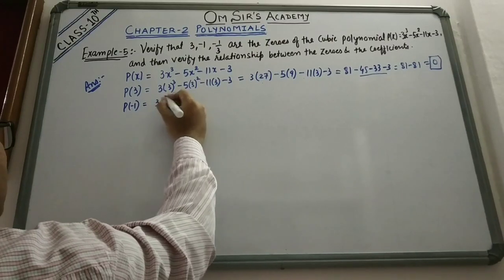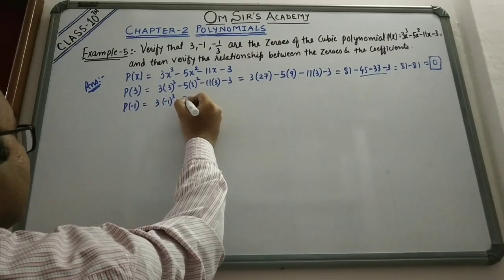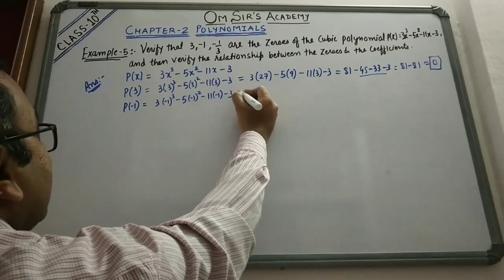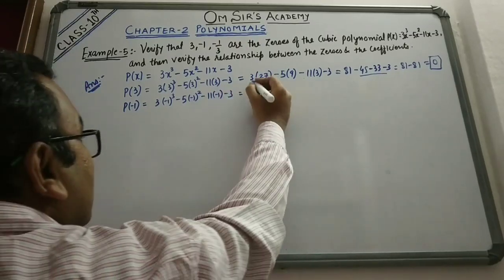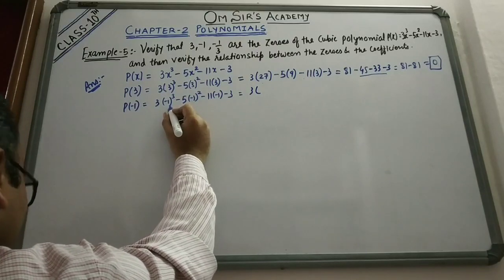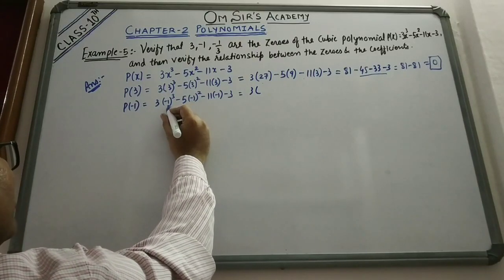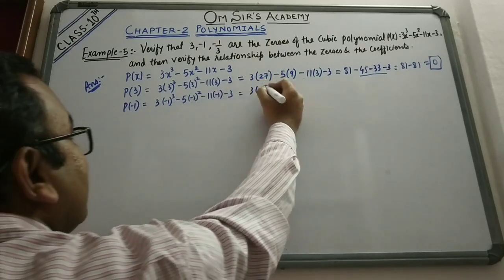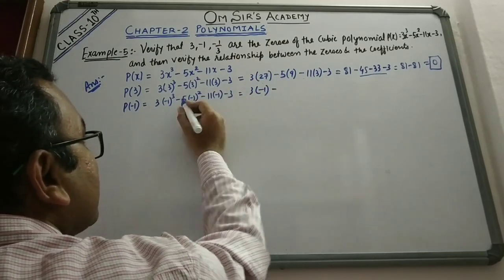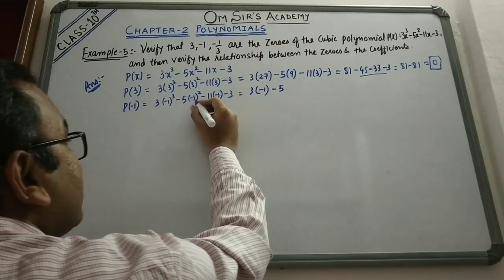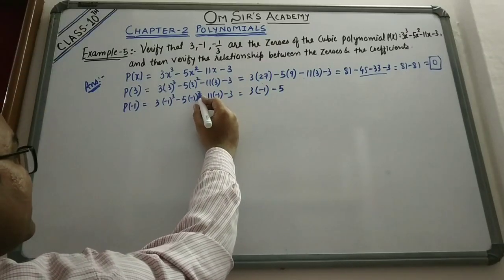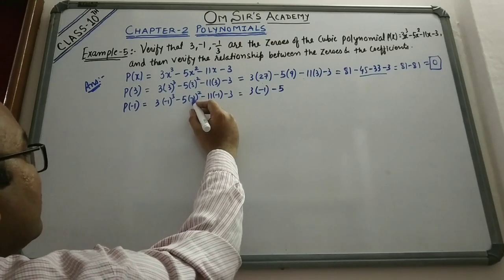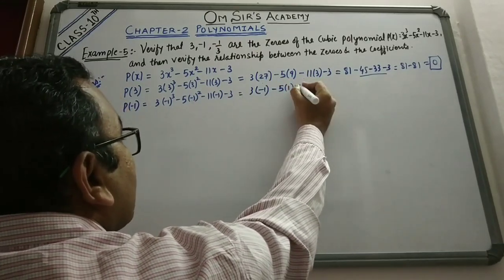Minus 1. So 3 into minus 1 cube minus 5 into minus 1 square minus 11 into minus 1 minus 3. Is it clear? So what is minus 1 cube? Minus 1 cube will be minus 1 into minus 1 into minus 1. Minus into minus is plus, plus into minus will be minus. So it will be minus 1 only. Minus 5 into minus 1 ka square. Here, as the power is even, minus into minus will become plus. So 1 will be the answer.